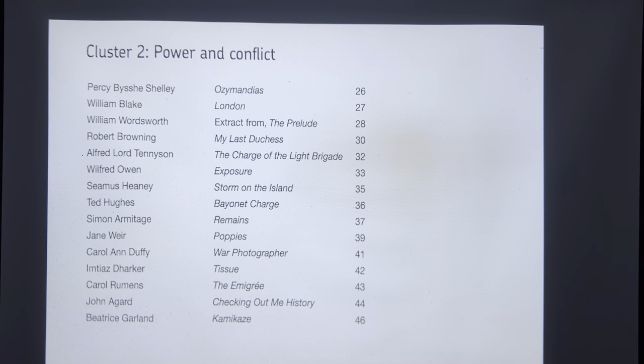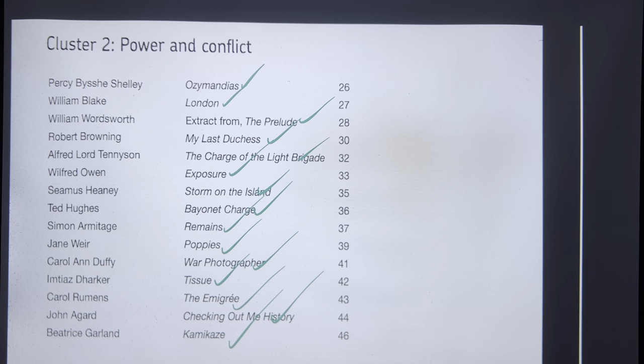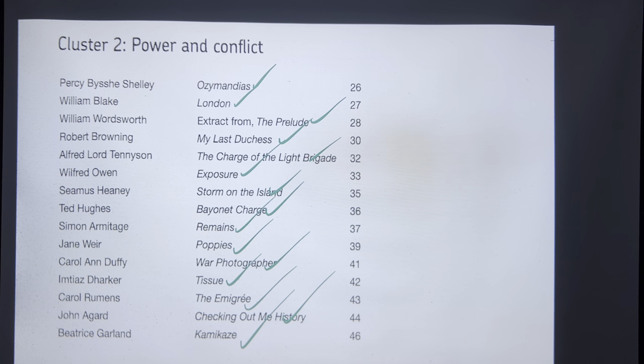So in this video, we have now covered Ozymandias, London, Prelude, Duchess, Light Brigade, Exposure, Storm on the Island, Bayonet Charge, Remains, Poppies, War Photographer, Tissue, Emigre, Checking Out Me History, and Kamikaze. We have covered all 15 Power and Conflict poems. Nothing remains. Nothing is left to be done. I genuinely hope, guys, that you find this video beneficial, and I hope you find some benefit in all the poems. Last thing, how do you compare the poems?